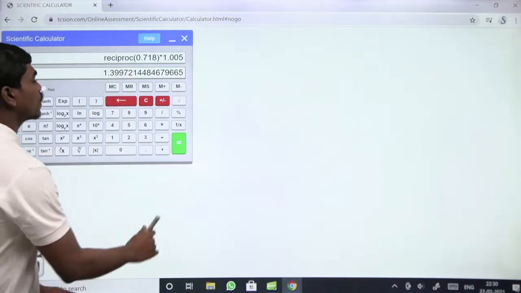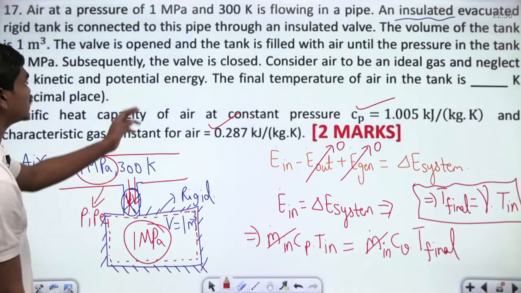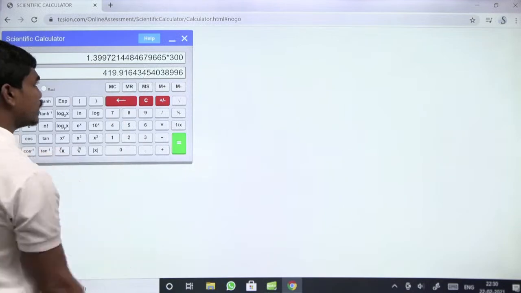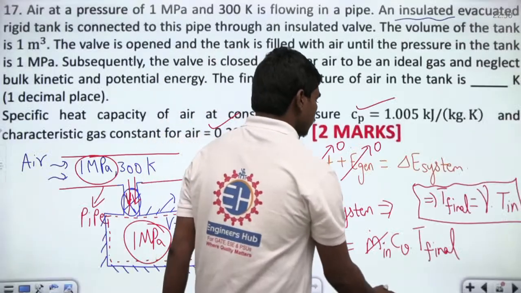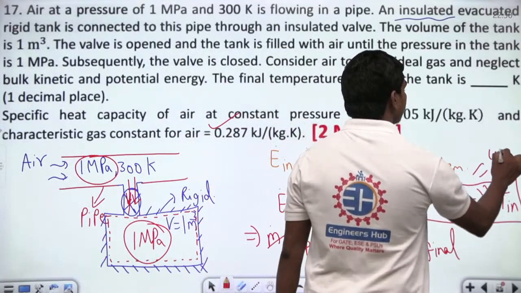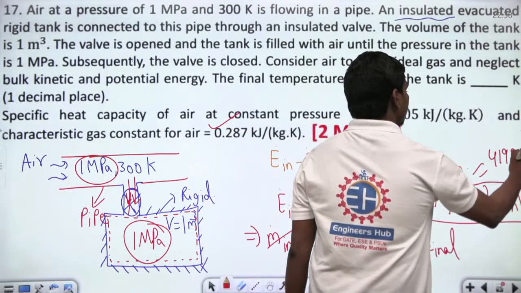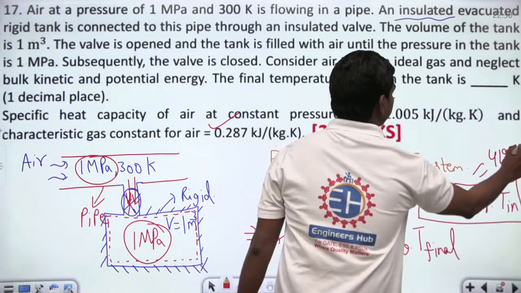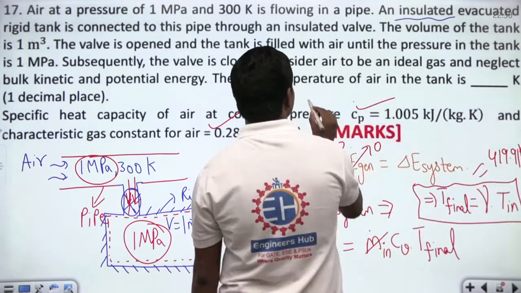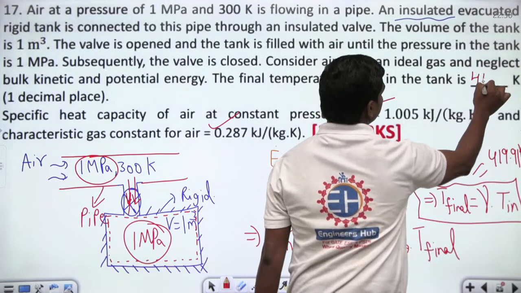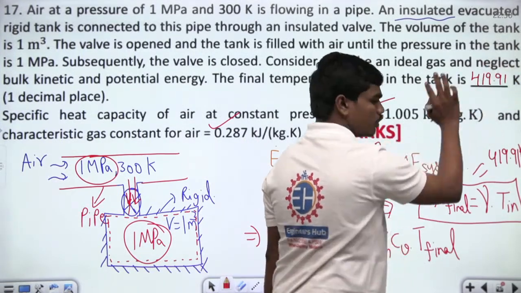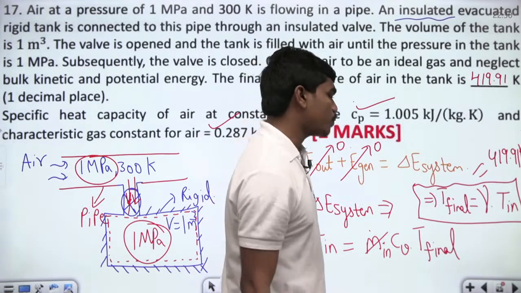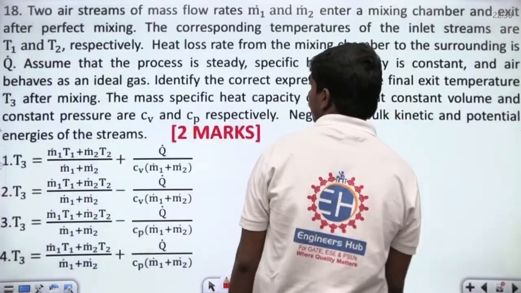1.399 is gamma. So gamma into the initial temperature, 300 Kelvin. This gives you 419.91. So T final is equal to 419.91 Kelvin. If you want to approximate to the nearest integer, you can write 420 Kelvin. If you write 420, that's not even wrong, because for air, if you make certain calculations, gamma will be 1.4. Okay, next let us go for this question.